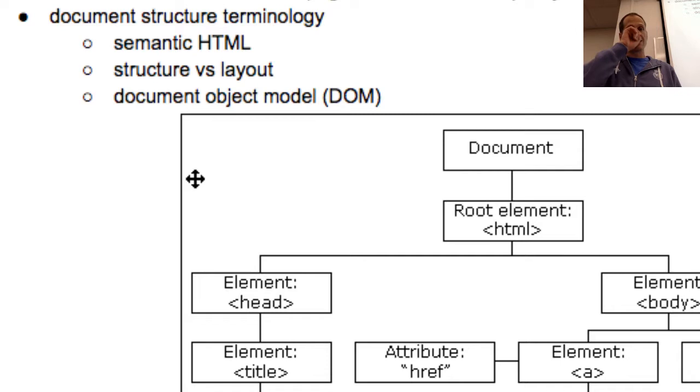And so some document structure terminology. We've already talked about semantic HTML. There's structure versus layout. So structure is like I'm structuring the content. Layout is I'm now arranging how it appears on the page, right? Does that make sense? So the HTML provides the structure, and then we go in with the CSS and we arrange it and create the layout, how it looks on the page.